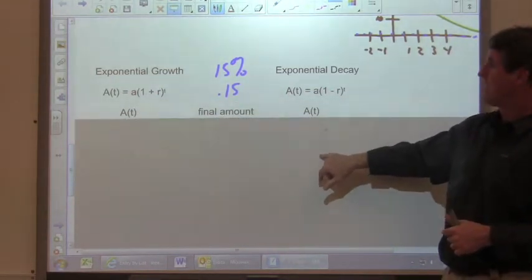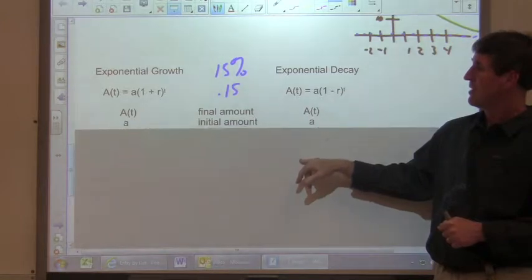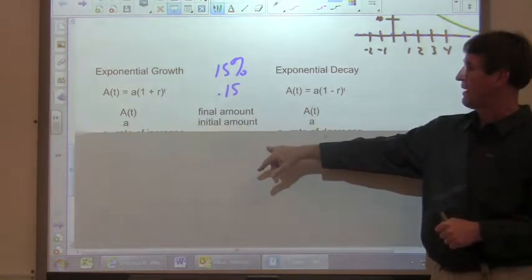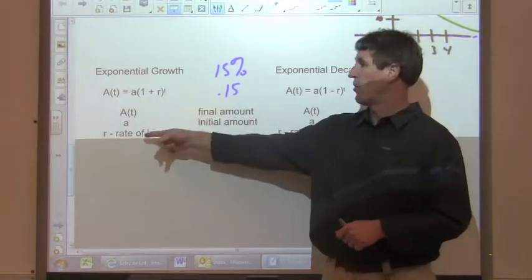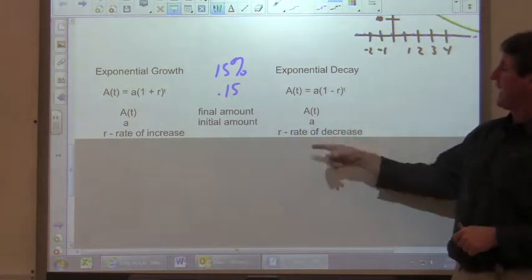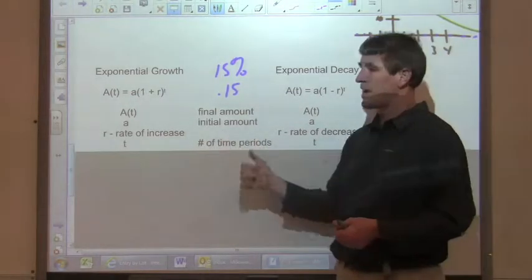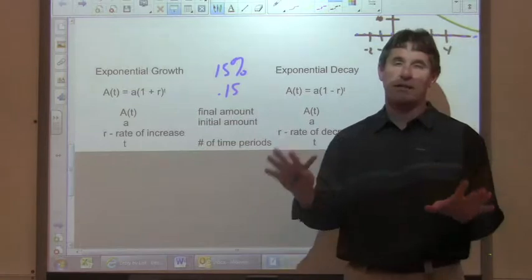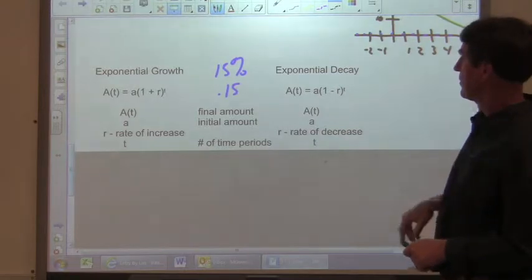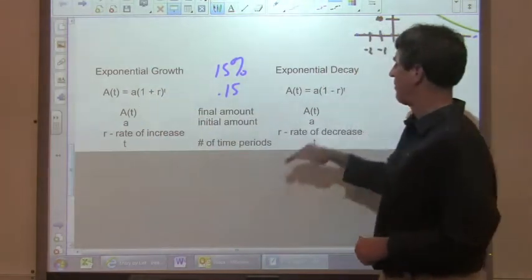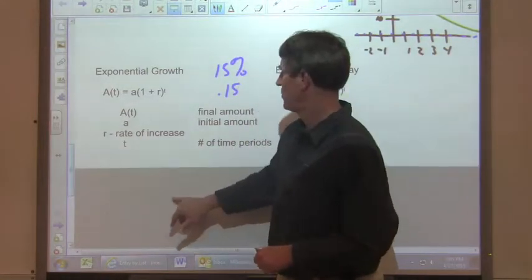So the values, the A of t in both cases is the final amount. The A is in both cases the initial amount. The r changes. In the case of growth, r is the rate of increase. In the case of decay, it's our rate of decrease. And t is the same. It's the number of time periods. And that could change. It could be hours, it could be days, it could be years, months. Whatever the problem will tell you what to use in that case. So we'll be using either this formula if it's a growth problem, or this if it's a decay problem. So, an example.